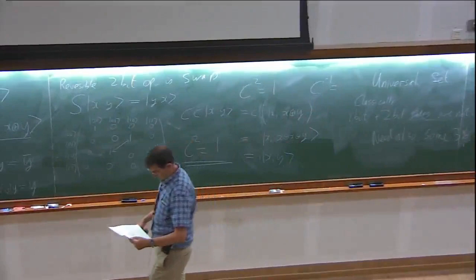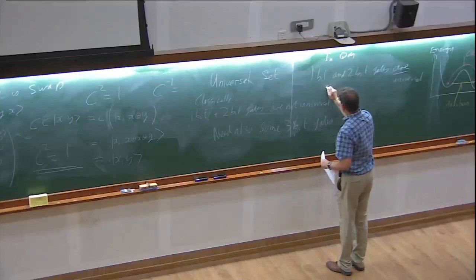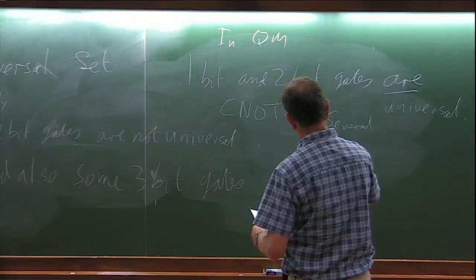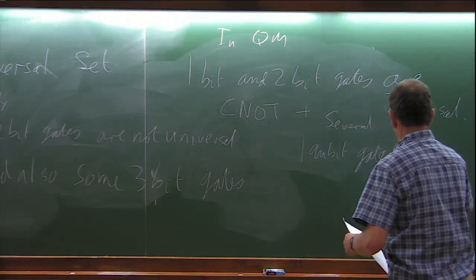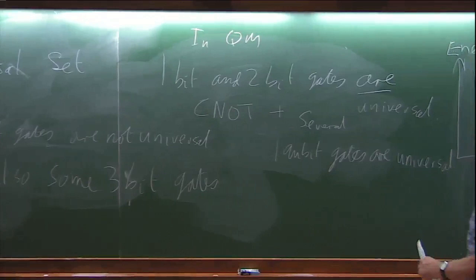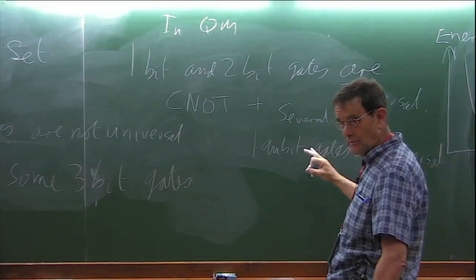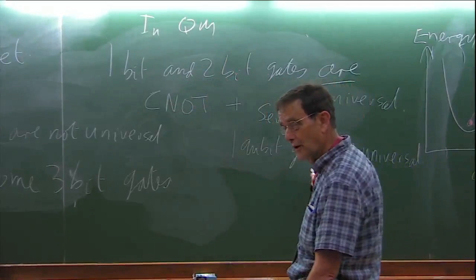So in fact, let me be a little more precise. In quantum mechanics, the C-NOT, which remember was the 2-qubit gate, plus several 1-qubit gates are universal. As well, perhaps intuitively, one can try to understand that because, as we'll see when we go to quantum mechanics, there's a much richer set of 1-qubit gates than there is classically, where all you've got is the flip and that's nothing else. There's more to it in the quantum case.